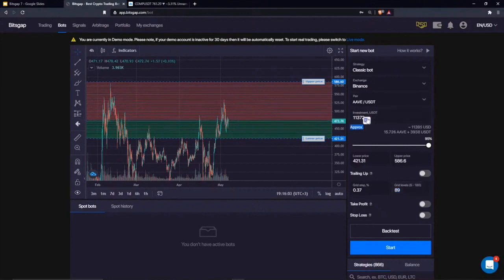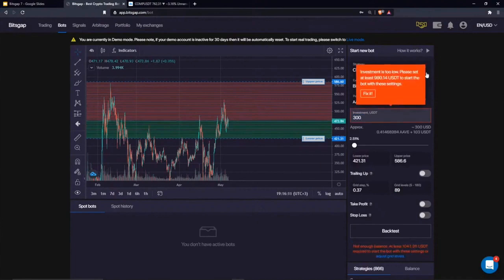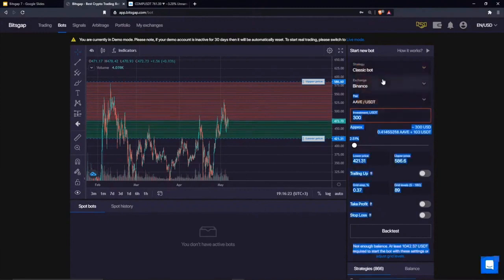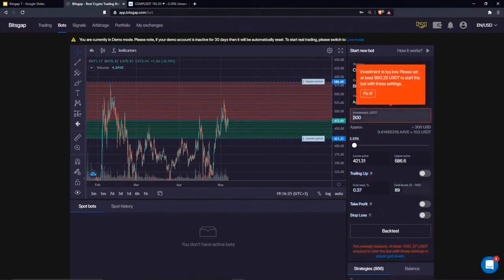But we made it possible for you to quickly adjust the configuration. Let's say you wanted to allocate only 300 USDT in this configuration with 89 grid levels. It turns out that this number is not sufficient. So you can either increase it, and in order to have 89 grid levels, you need to have the minimum of $990. So you can fix it.